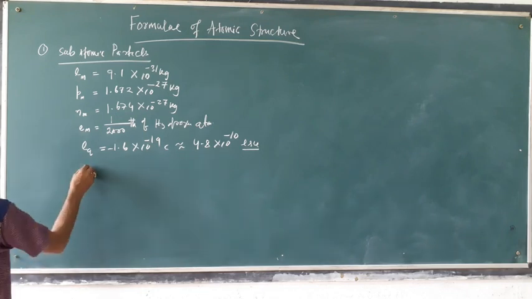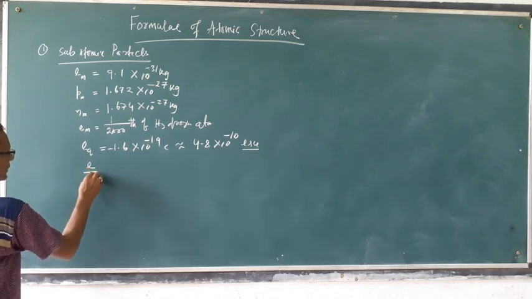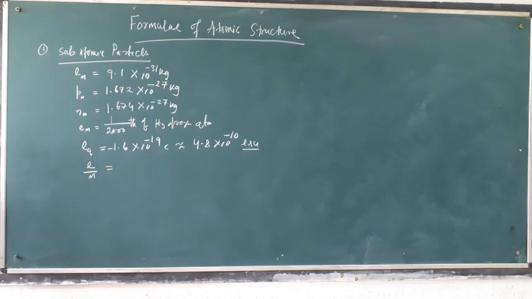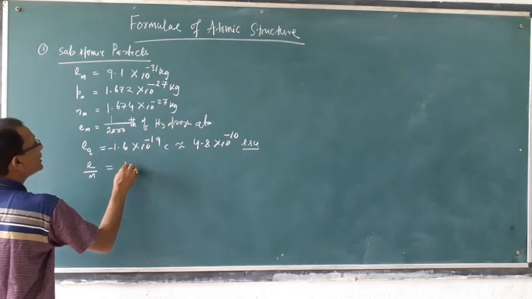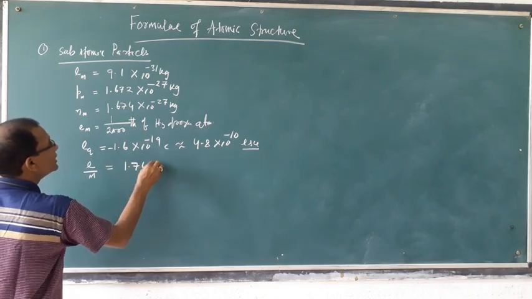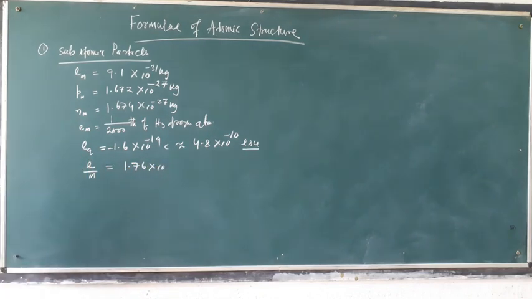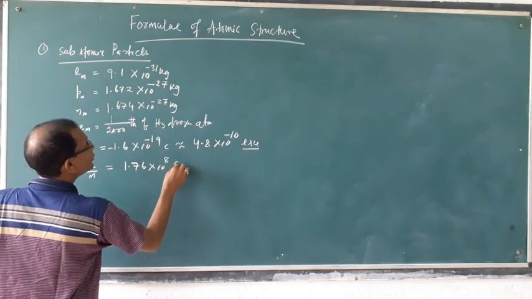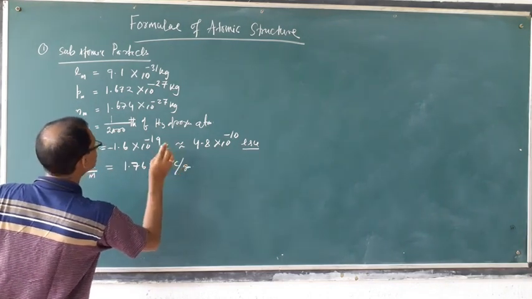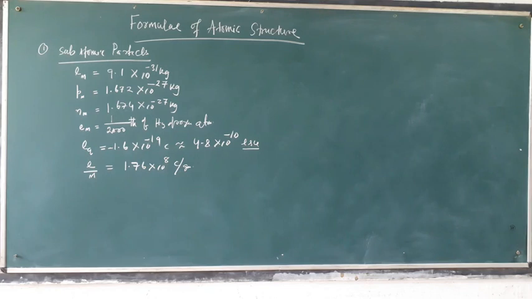And the e by m value of electron, that is, the charge to mass ratio of electron, is equal to 1.76 into 10 to the power 8 coulomb per gram. This is some important data of subatomic particles: electron, proton, neutron, and their e by m value.